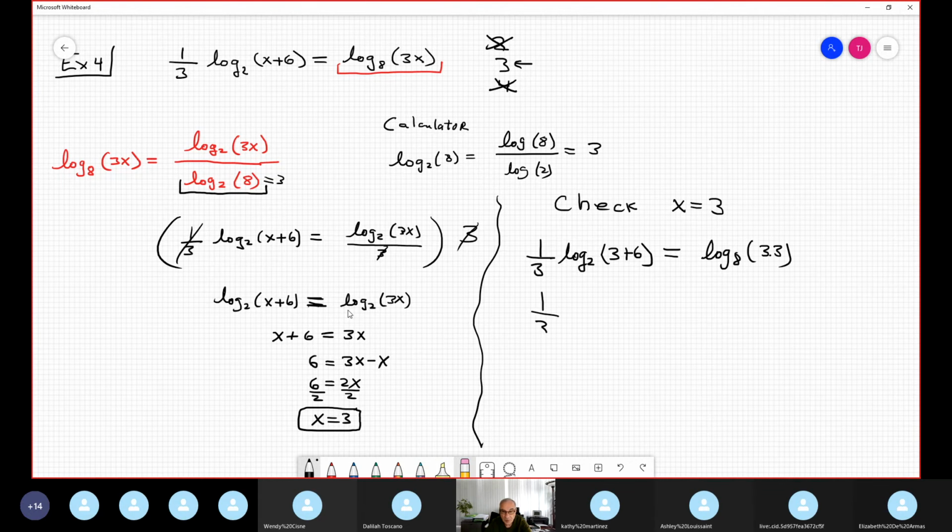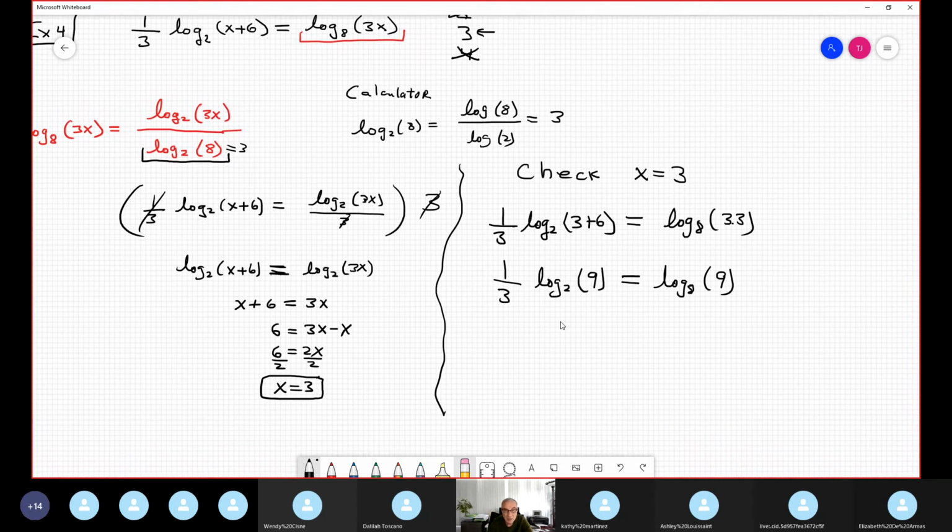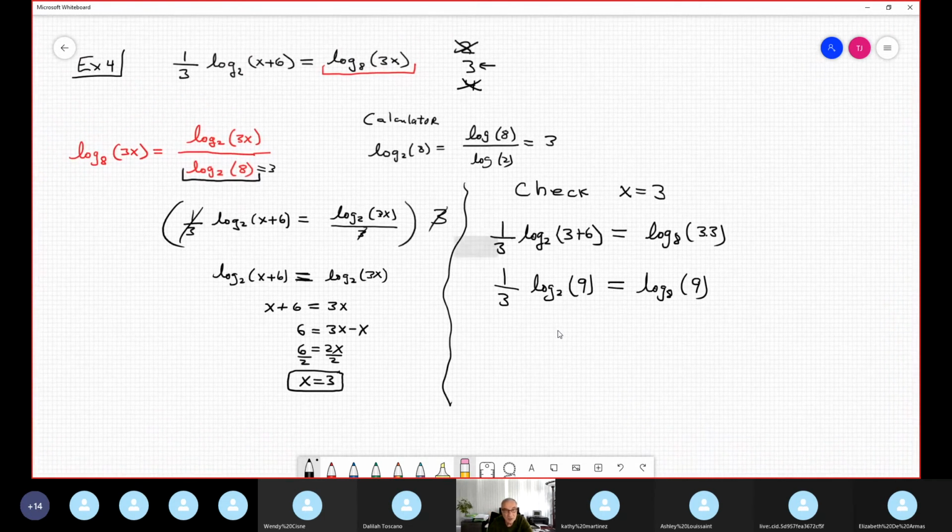Well, 1/3 logarithm base 2 of 9 is equal to logarithm base 8 of 9 again, because 3 times 3 is 9, no? So we can put it in a calculator if you want. But no. Okay, we are doing a more elegant way. The elegant way is to do exactly the same repetition, the same thing that we are doing here.